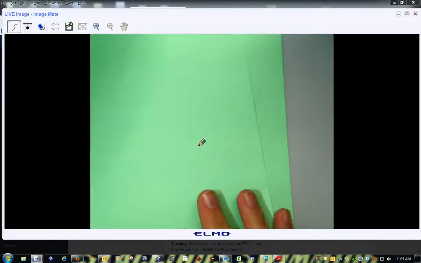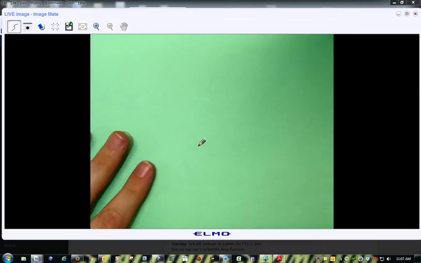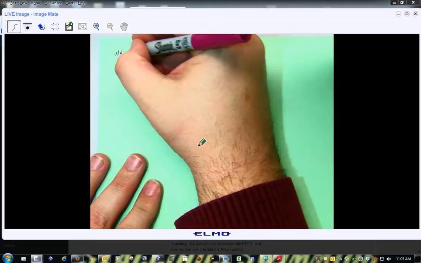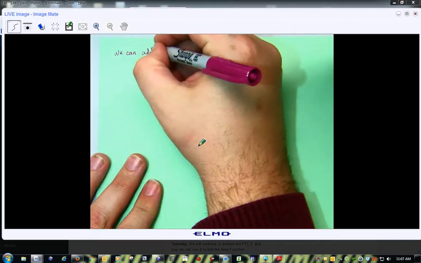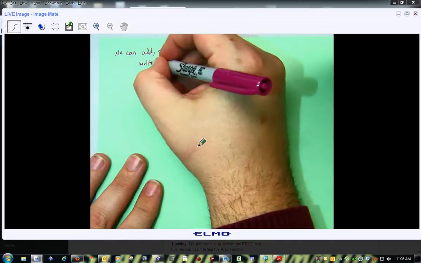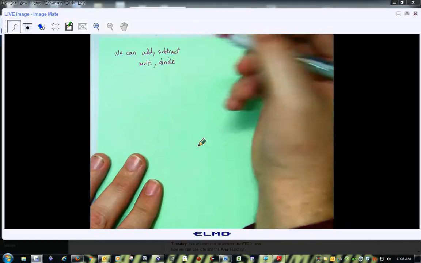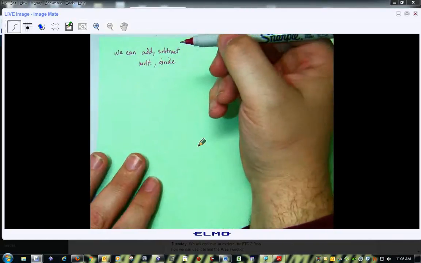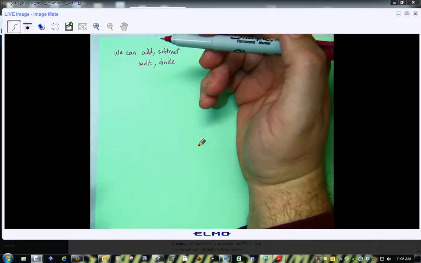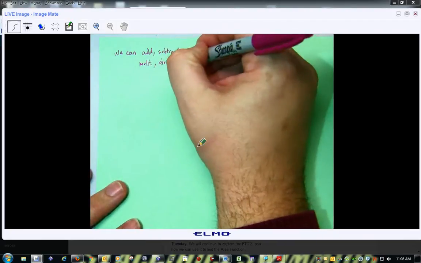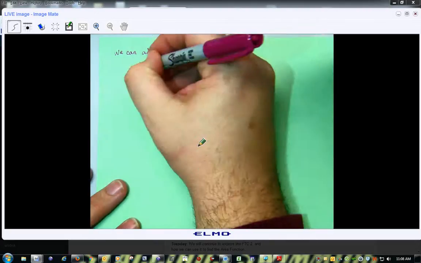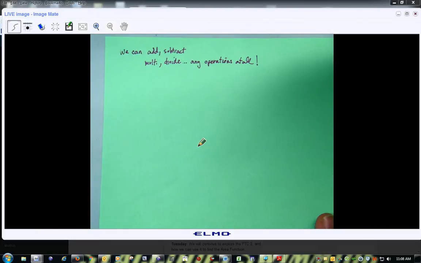Now, when we talk about operations on functions and what we can do with multiple functions, we can add, subtract, multiply, divide functions. We can do anything at all that we want to functions. So we could do any operations at all.